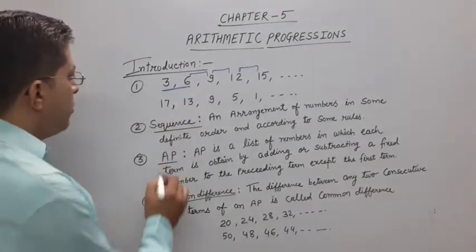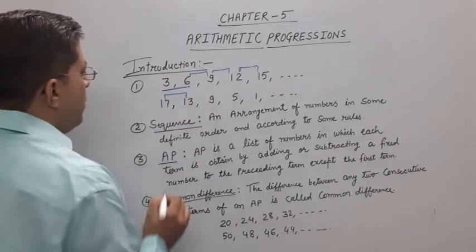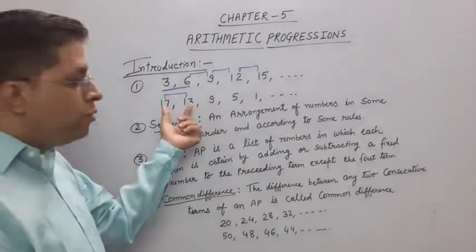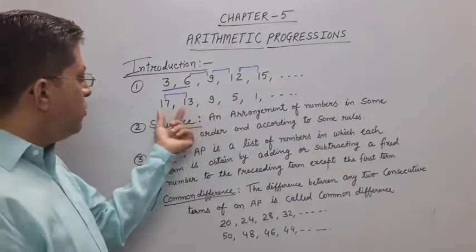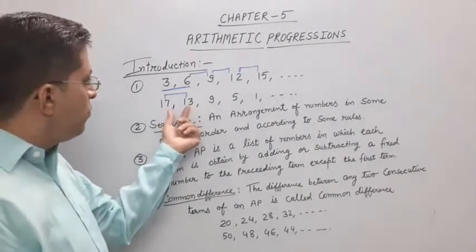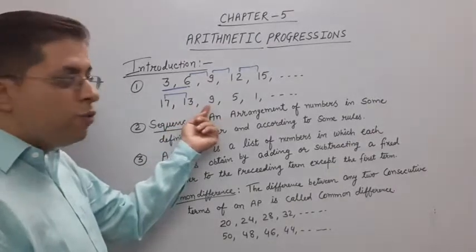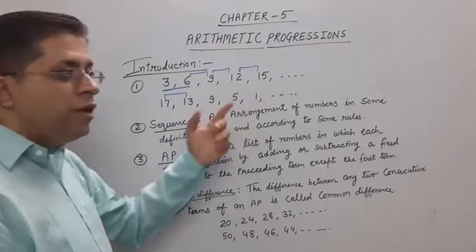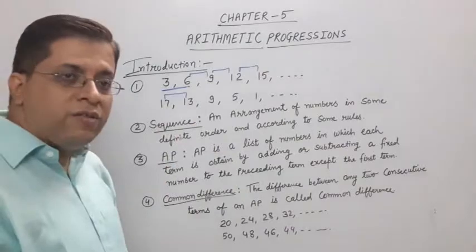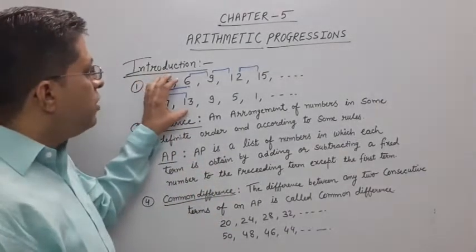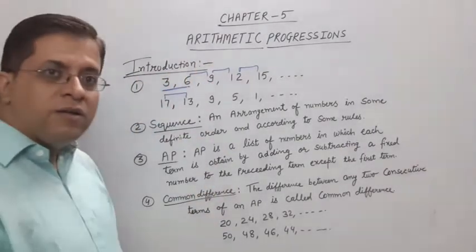Okay, come on here. Here 17 and here 13. Now it is going to decrease. The difference is minus 4. Again the difference is minus 4. Again the difference is minus 4. It means the difference is constant in the series. These types of series are called arithmetic series.